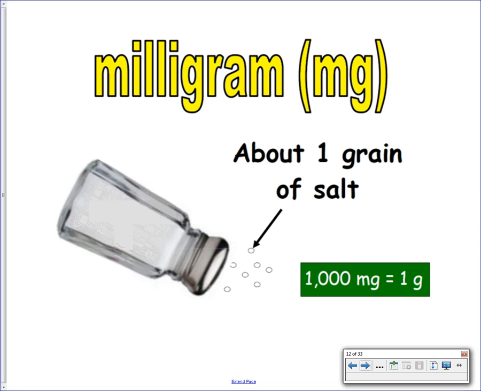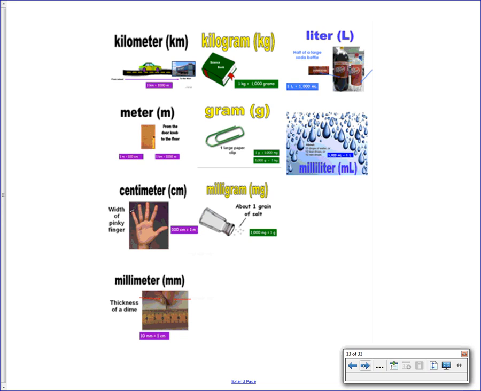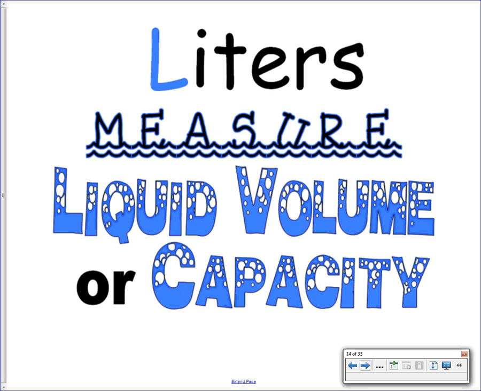A milligram is about 1 grain of salt. 1,000 milligrams equals 1 gram. And that covers our gram family. Now let's talk liters. Liters measure liquid volume or capacity.